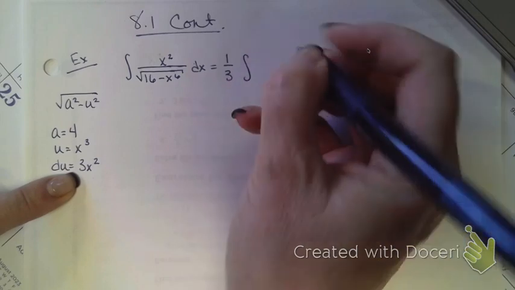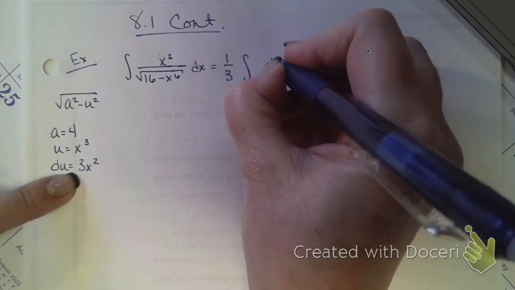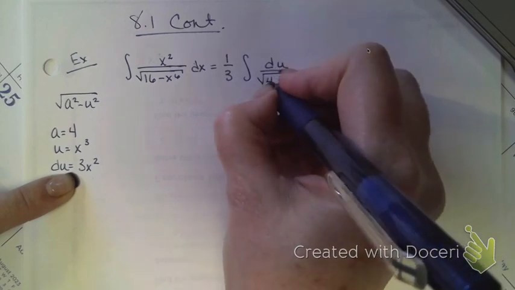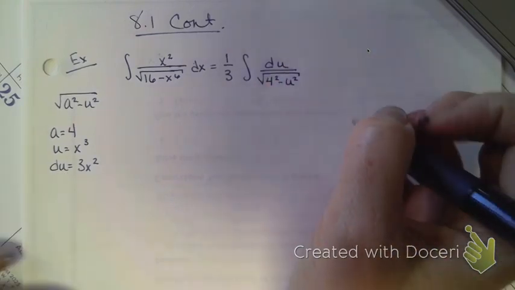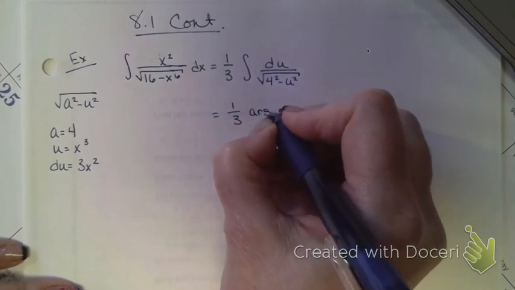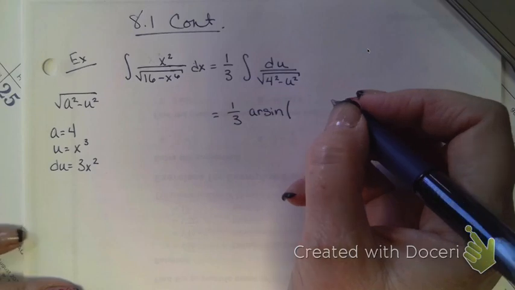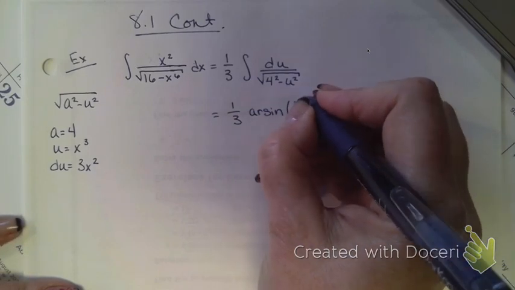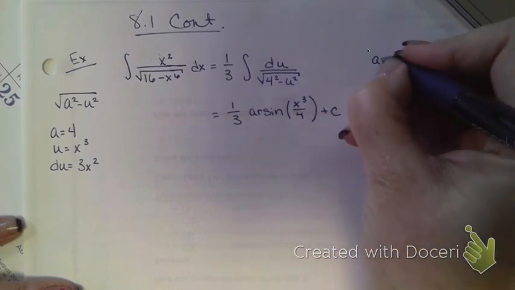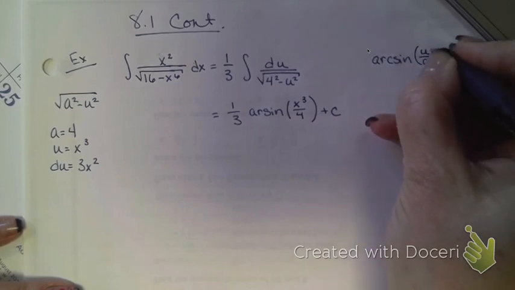The integral. And we now have, oh, well, I'm going to have to put that du up there. That's going to be gross, isn't it? Over 4 squared minus u squared. So 1/3 of the arcsine of what? Is it x cubed over 4, u over a? Yep, it's u over a. X cubed over 4. Plus c. Because remember the arcsine. I didn't write it like I was doing yesterday, did I?